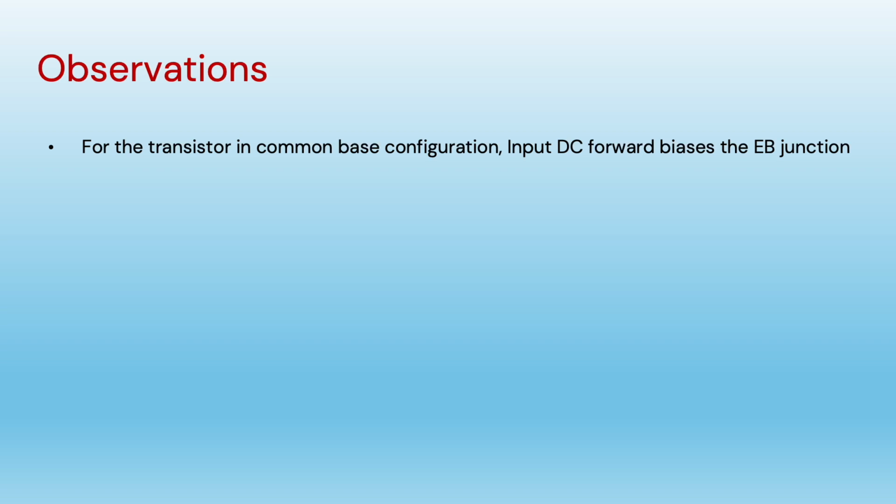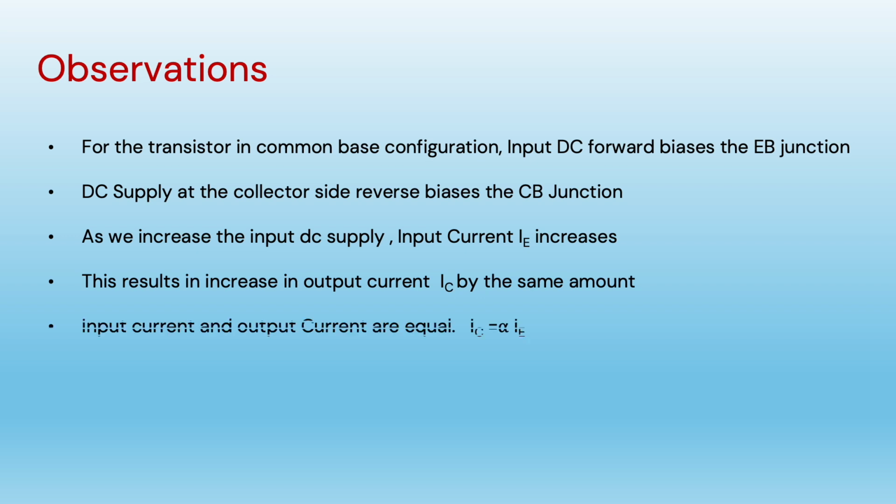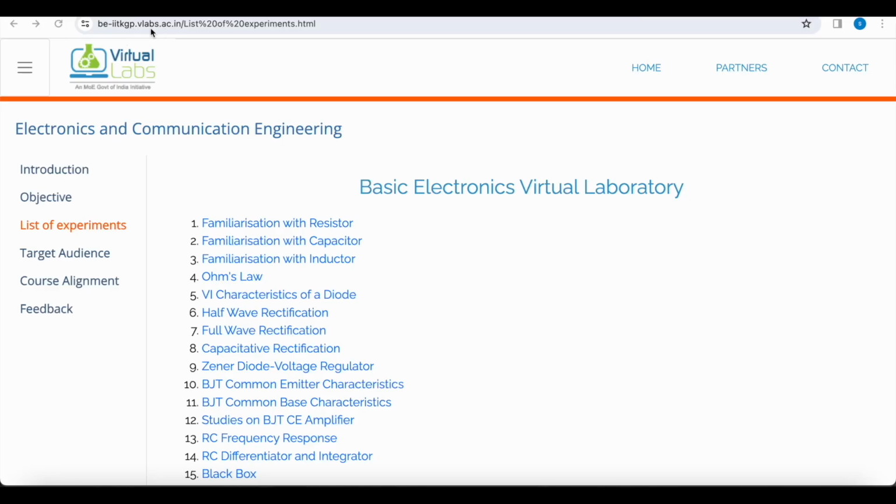From this experiment, we have observed that the input side was forward biased and the output side was reverse biased. That is, the emitter base junction was forward biased using DC supply and the collector base junction was reverse biased. As we increase the input supply, the input current increases and this results in an increment in the output current by the same amount. This is because IC is alpha times IE and the value of alpha is 1. Emitter and collector currents are equal. We'll do the same experiment in virtual lab.